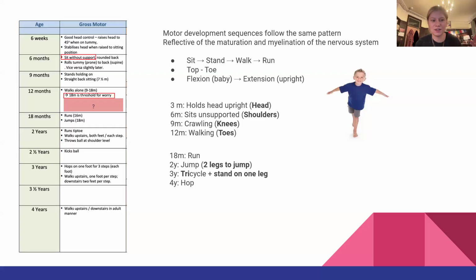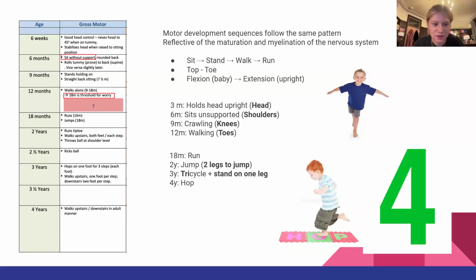So that combined all together is 3 limbs. So that's the developmental milestone for 3 years. And then if you click on the next 2, and the next one too. Yeah, perfect. And then at 4 years old, you should be able to hop. The way I remember that is that a kid that's hopping looks like the number 4. So hopefully that all makes sense.